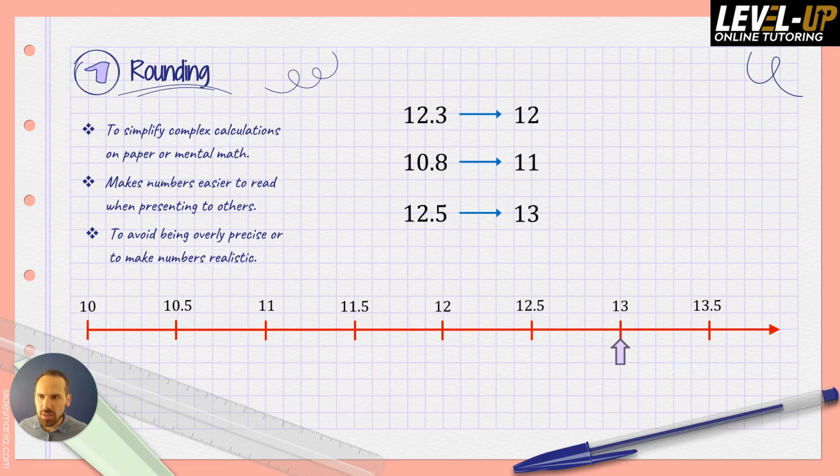So, if we take an example of trying to multiply these numbers, like 12.3 times 10.8, that could be a little bit complicated to do in your head, but you see here 12 times 11 is very straightforward.